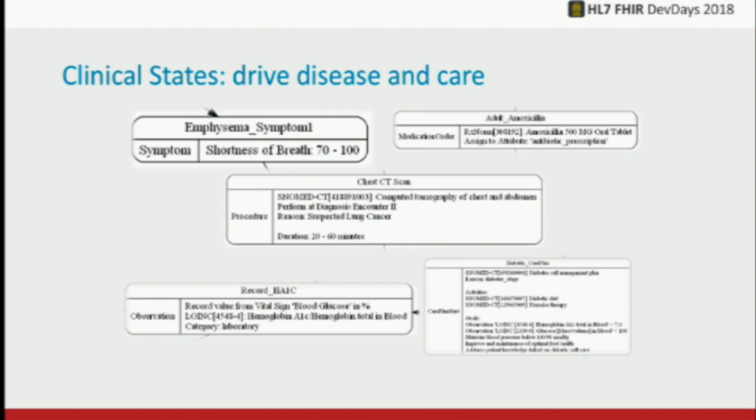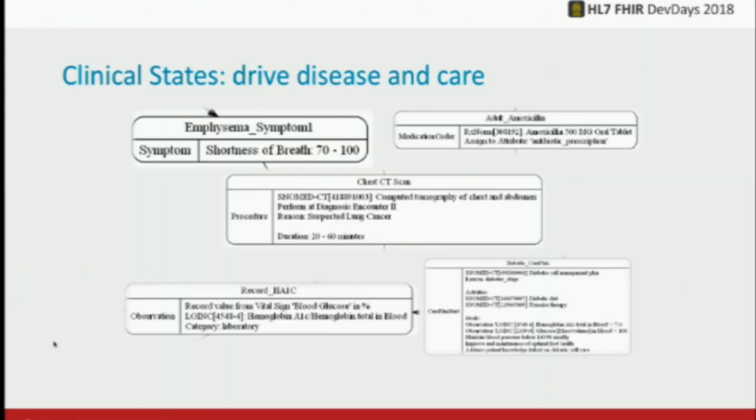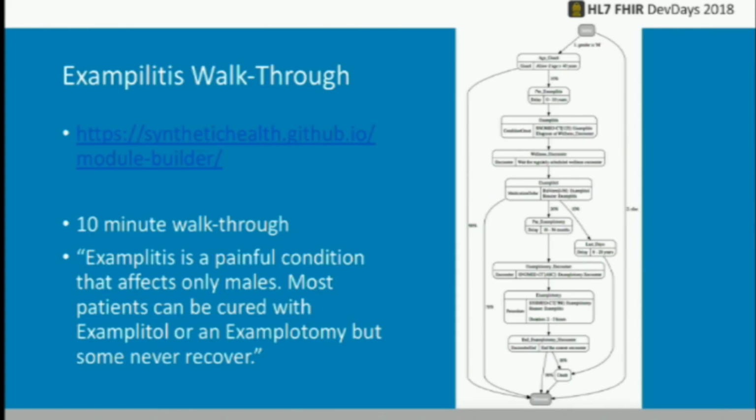All right. So the clinical states, these drive the care. You can have symptoms, and symptoms drive your care. If a patient accumulates symptoms, they're going to say, I need to go to the doctor, and they'll go. You can have things like medication orders, which in FHIR is a prescription. You can have procedures, observations, care plans. There's all sorts of things. This is the kind of stuff that gets added to your record.